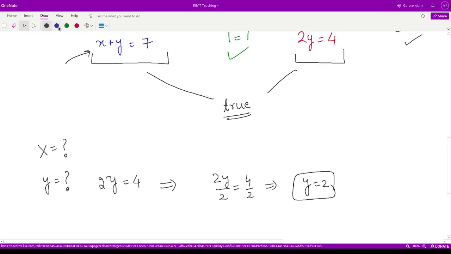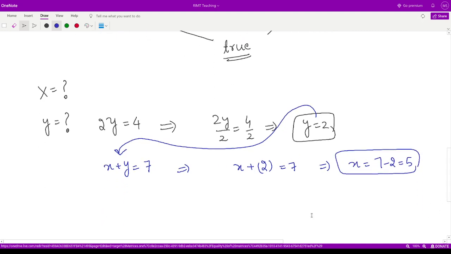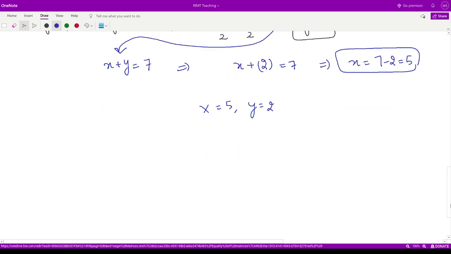When you use this equation, x plus y is equal to 7, you just substitute this y here onto this position. So that means you will have x plus 2 is equal to 7, so that x is equal to 7 minus 2, which is 5. So we obtain the value of x is equal to 5 and y is equal to 2, right? So this was a very easy question. Let me give you one more question here so that you have a better understanding.